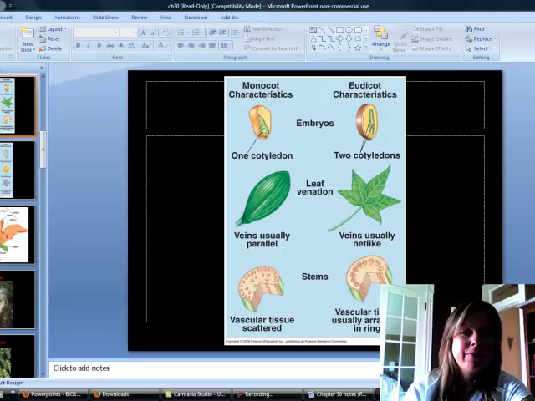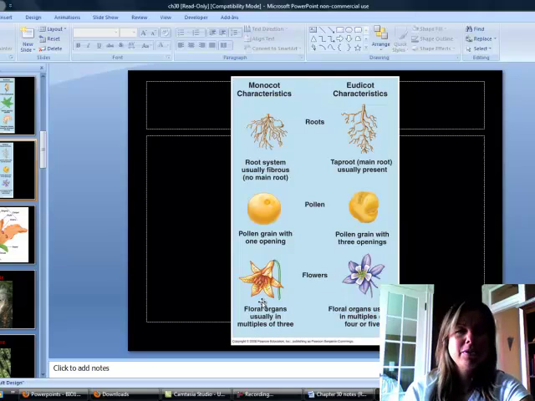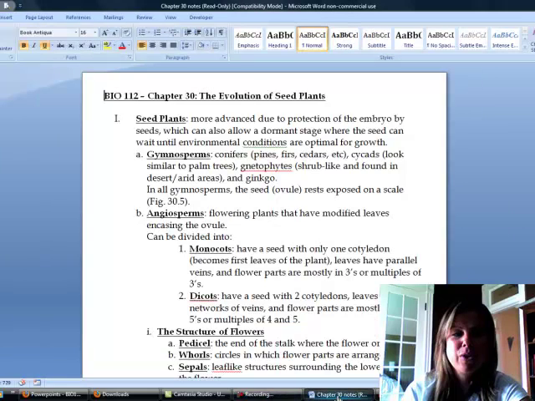Some other differences, if I can get this to go. Don't worry about the roots or the pollen, but here the flowers, the floral parts, are usually going to be in multiples of 3 in a monocot, and in a dicot, they're going to be in multiples of 4 or 5. And what I mean by that is if you were to count the anthers or the petals and stuff like that, they're usually going to be divided into those different multiples. So that's kind of a cool way to tell the difference. Another fun thing to do while you're on your next hike.